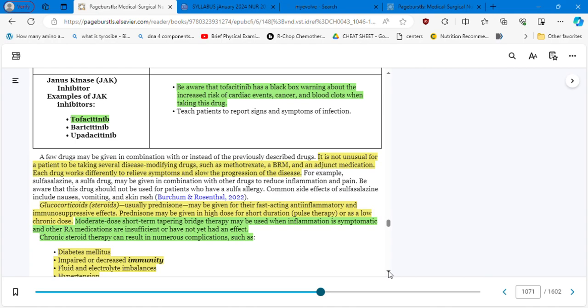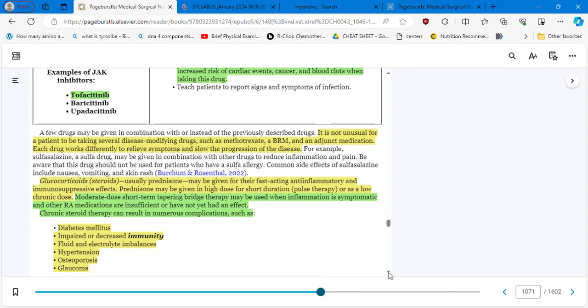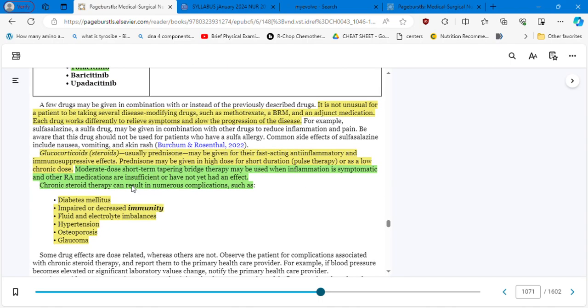Very, very good. Okay, it is not unusual for patients to be taking several disease-modifying drugs such as methotrexate, a BRM, and also an adjunct medication. Each drug works differently to relieve symptoms and slow the progression of the disease. So you have here methotrexate, that is an immunosuppressant, the biological response medication, and another medication. So you have to be aware of all the side effects before giving these medications to the patients.